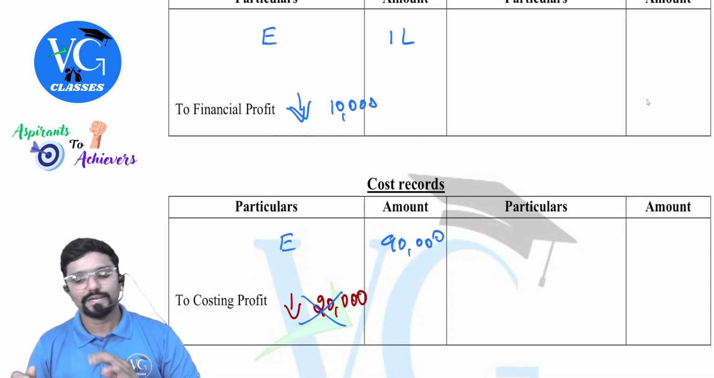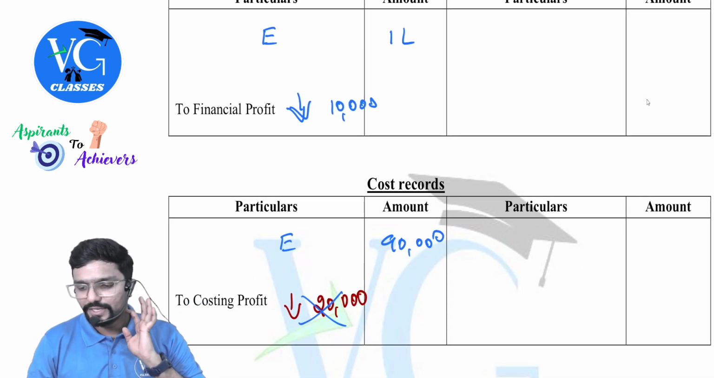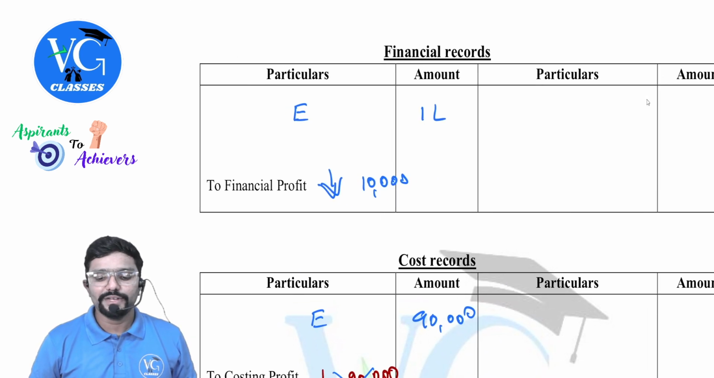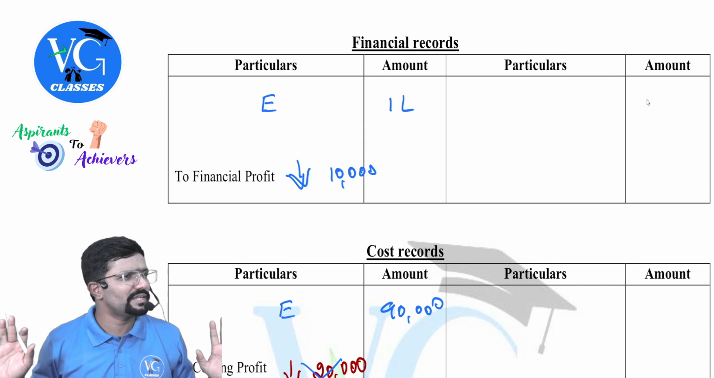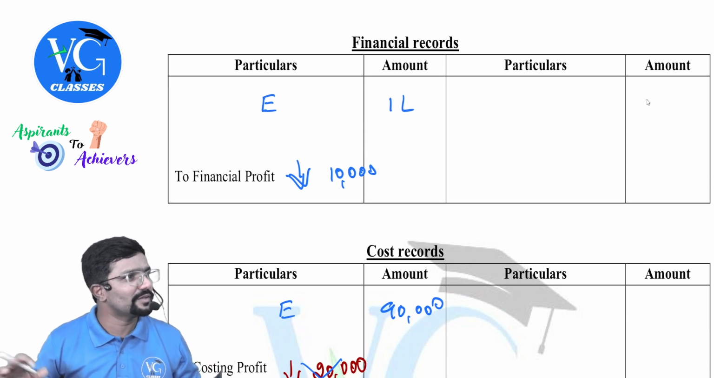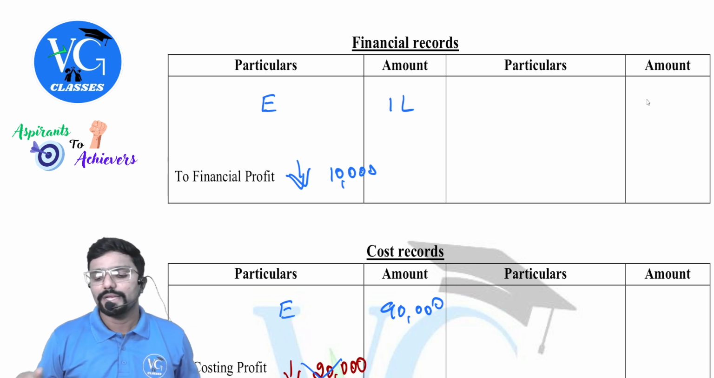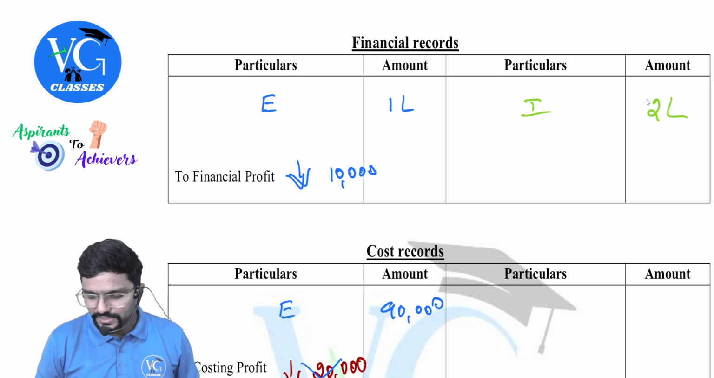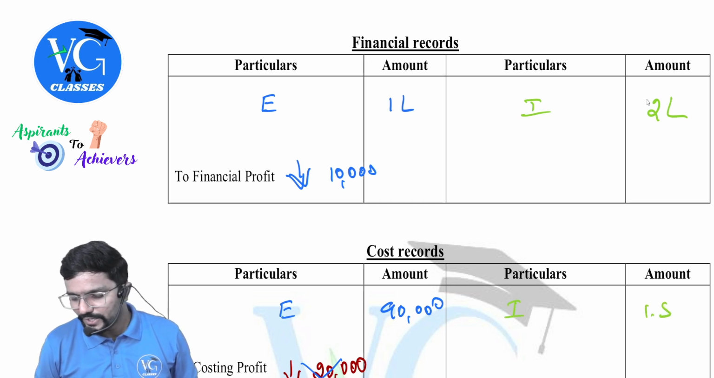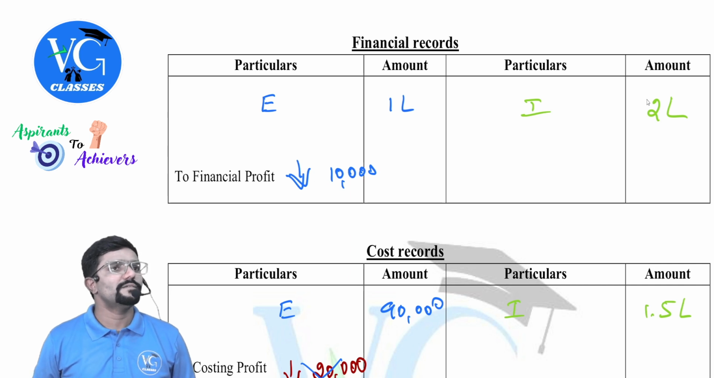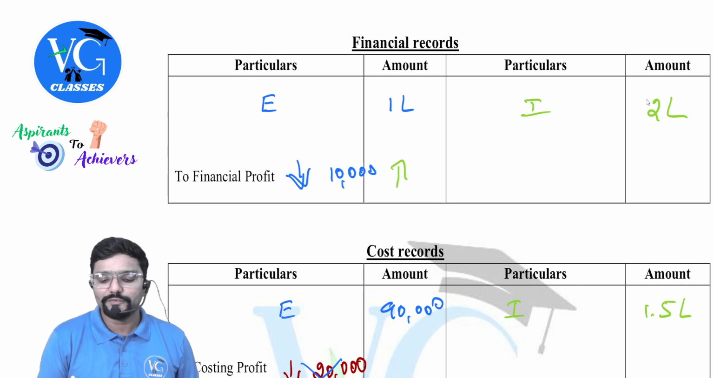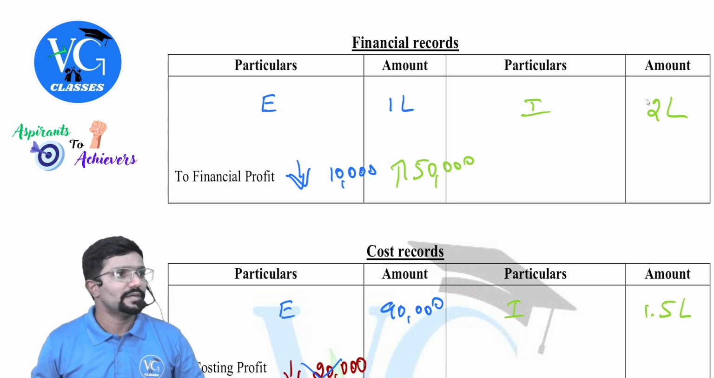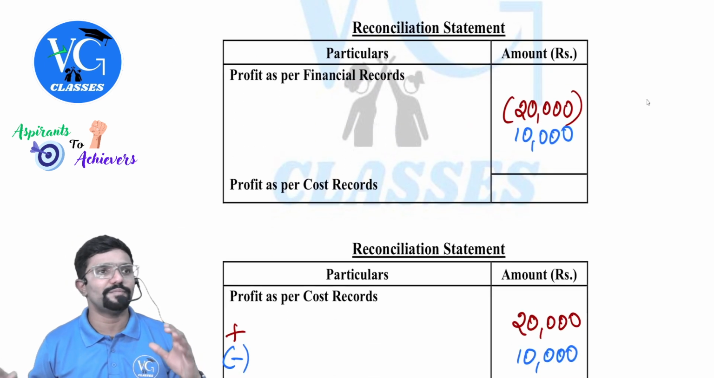Now let us move to the income part. Guys, in financial records, pure financial income you have already seen. I am not touching that. Now we are recording in both the books but different amounts. Assume income is recorded here as 2 lakh, whereas in costing books we have recorded it as 1.5 lakh. Because of this, my financial profit has gone up by how much? 50,000 extra.